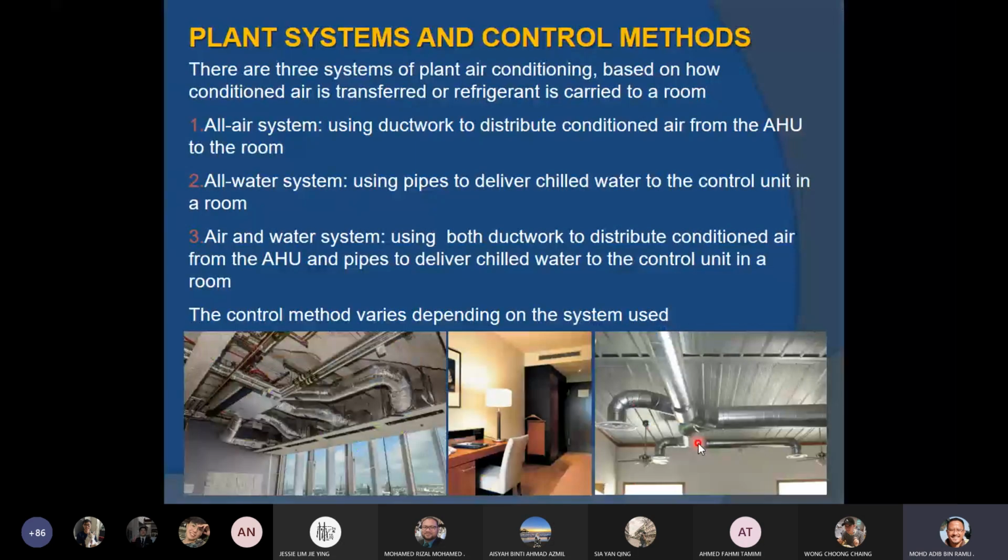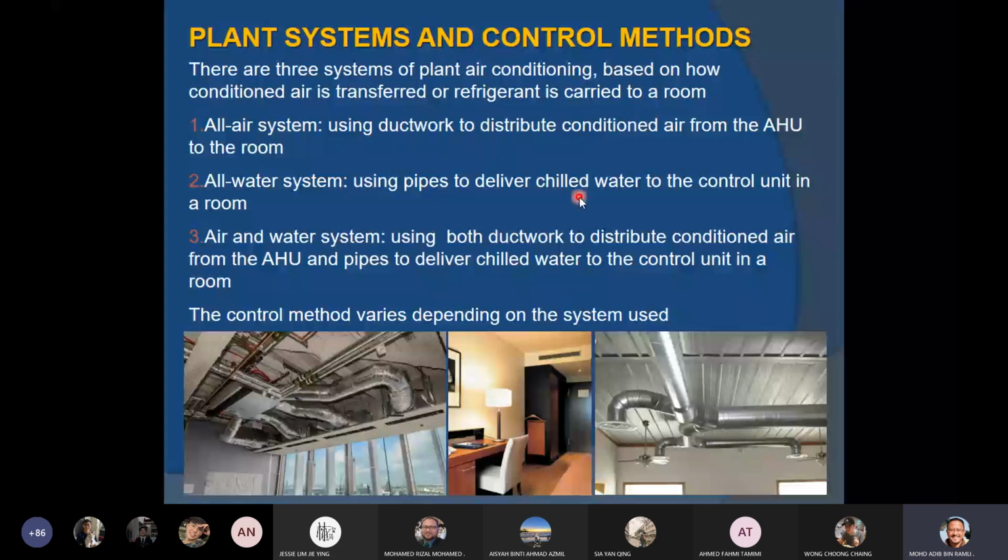Plant systems and control methods. There are several systems and several control methods that can be used in the plant system. Basically there are three systems of plant air conditioning, based on how conditioned air is transferred or how the refrigerant is carried to a room. The first type is the all air system.